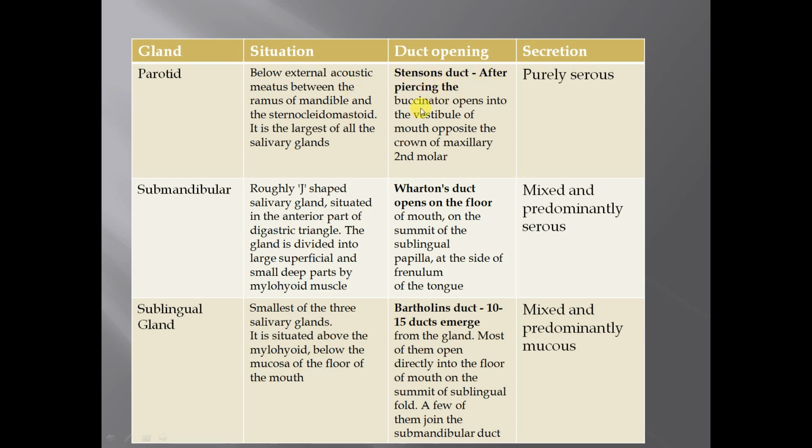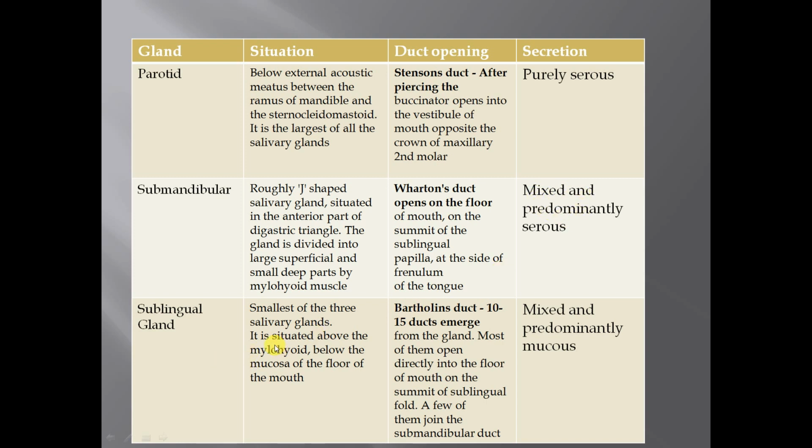The parotid duct is Stenson's duct. After piercing the buccinator, it opens into the vestibule of the mouth opposite the crown of the second molar, while the Wharton's duct opens on the floor of the mouth on the summit of the sublingual papilla at the side of the frenulum of the tongue. As for secretion, the parotid gland is purely serous, while the submandibular gland is a mixed gland, predominantly serous.